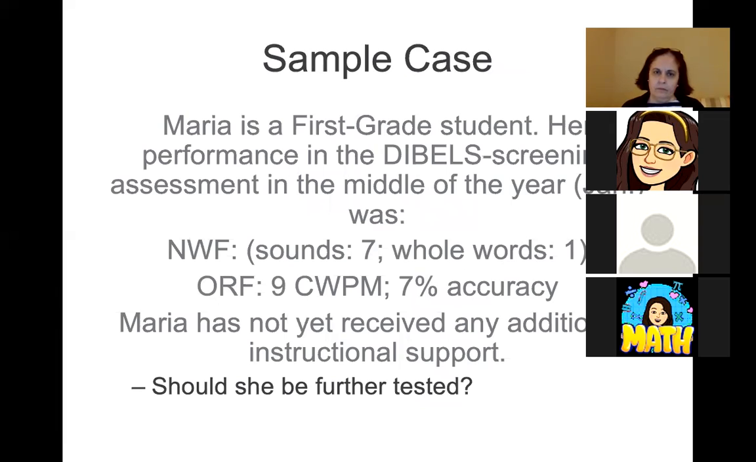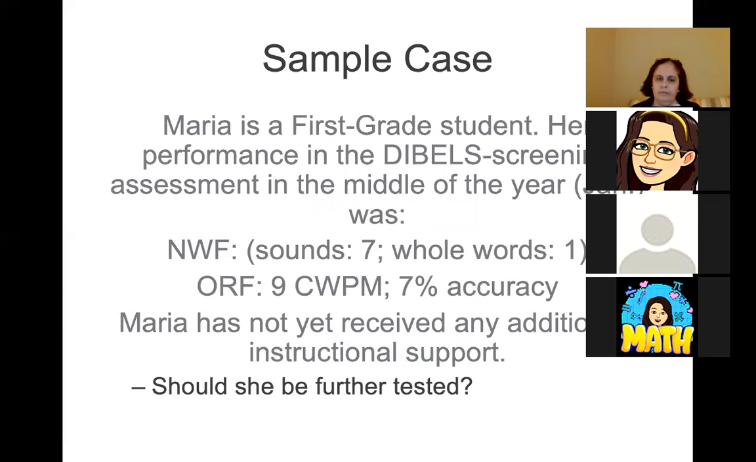So I have a sample case for you, because I think that it's best to apply so that we can better understand how this works. So here is the case of a student. This is the student, Maria. She's a first grade student. She completed the Dynamic Indicators of Basic Early Literacy Skills, the next version, in the middle of the year.